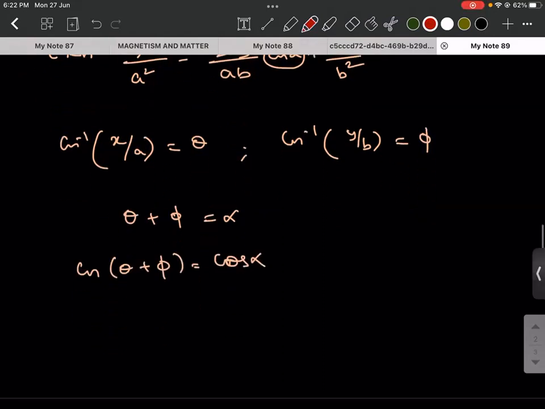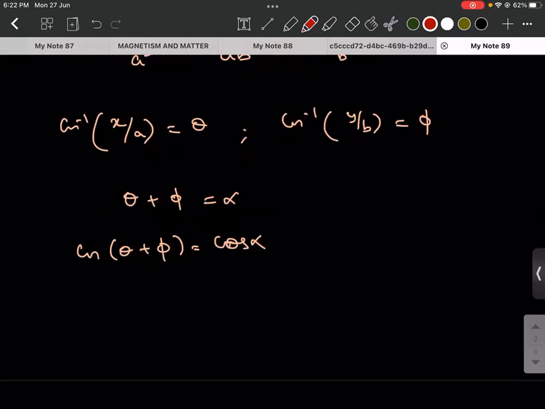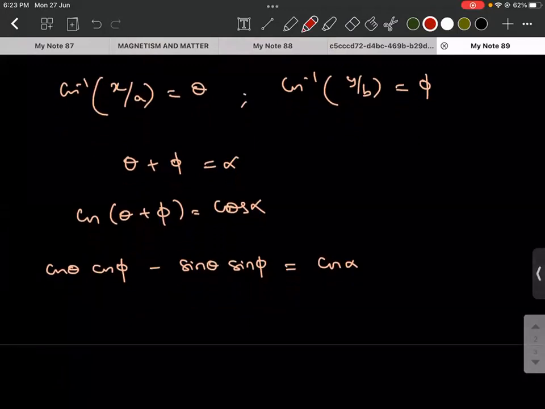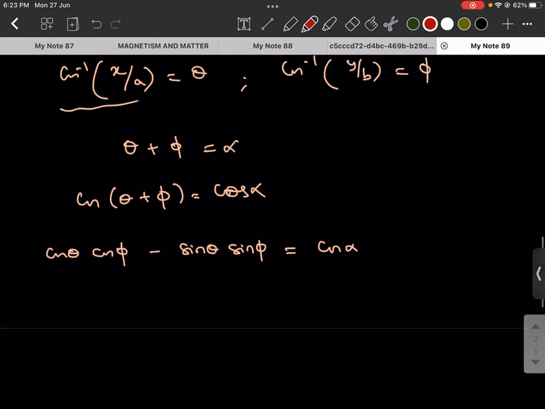Accepted? But what is cos of theta plus phi? Cos theta cos phi minus sin theta sin phi is equal to cos alpha. Accepted? But if you observe, cos theta is how much, from what we have assumed? Cos inverse of x by a is theta. What is cos theta? X by a.